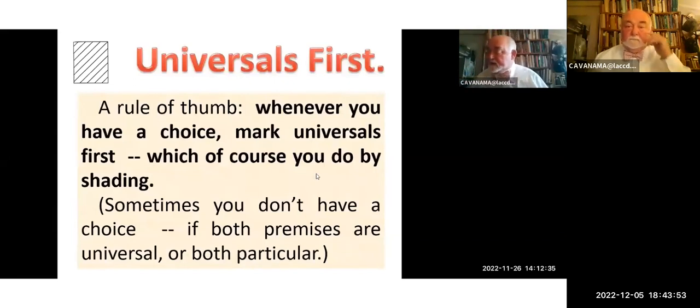Universals first. At least whenever you have a choice, sometimes you don't. But if you have a universal premise and a particular premise, then you go with the universal first. If there's two universals, doesn't matter. Two particulars, doesn't matter. So again, I said a while ago we'll shade the M and P first. We don't always shade the M and P first. It depends on its quality, its quantity.